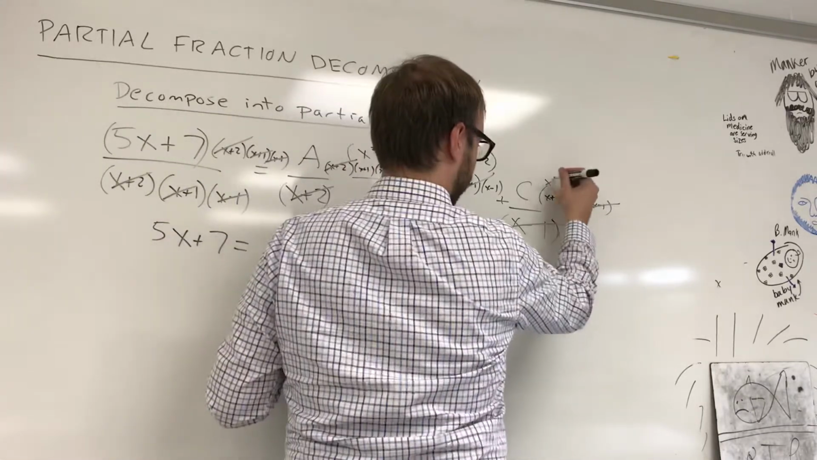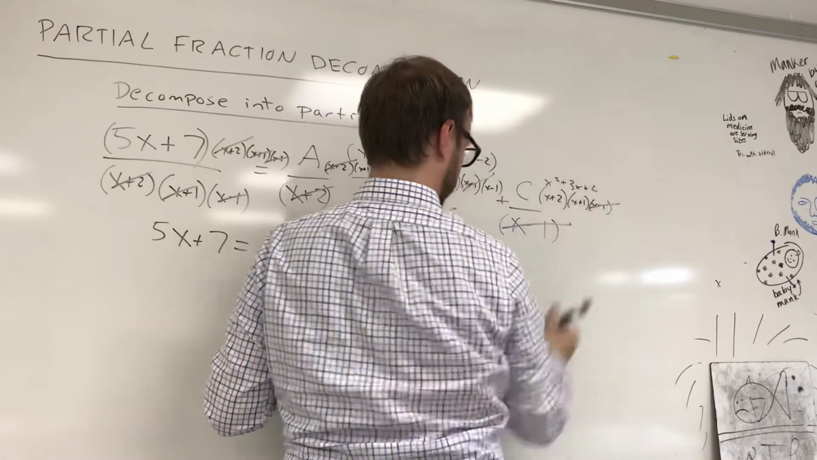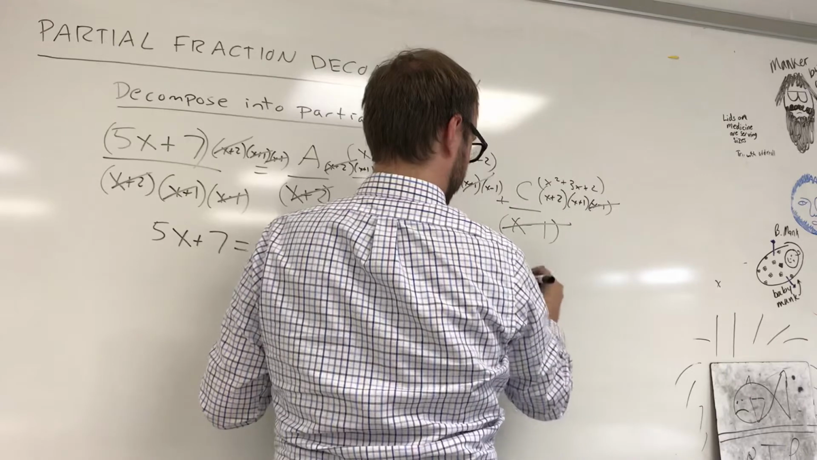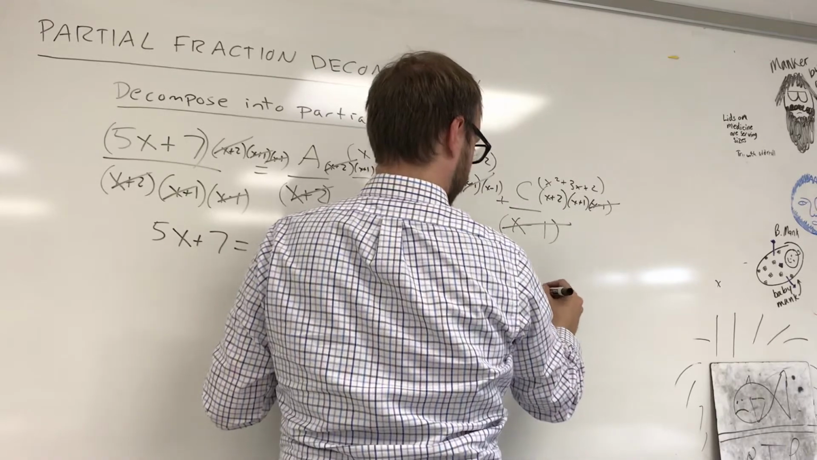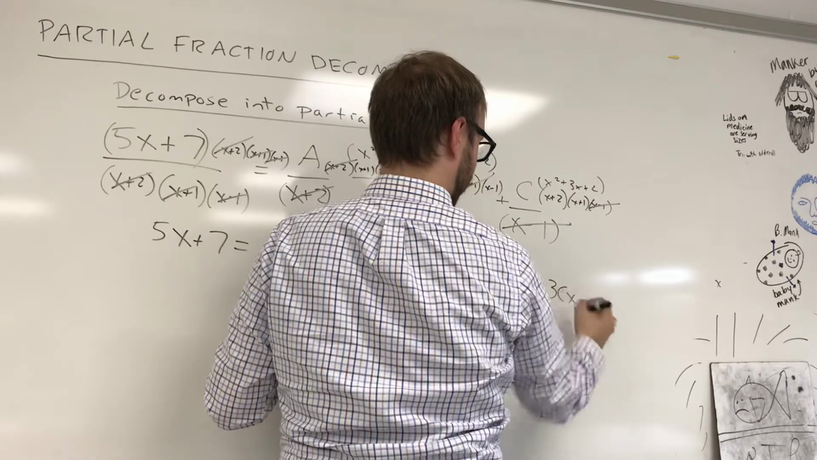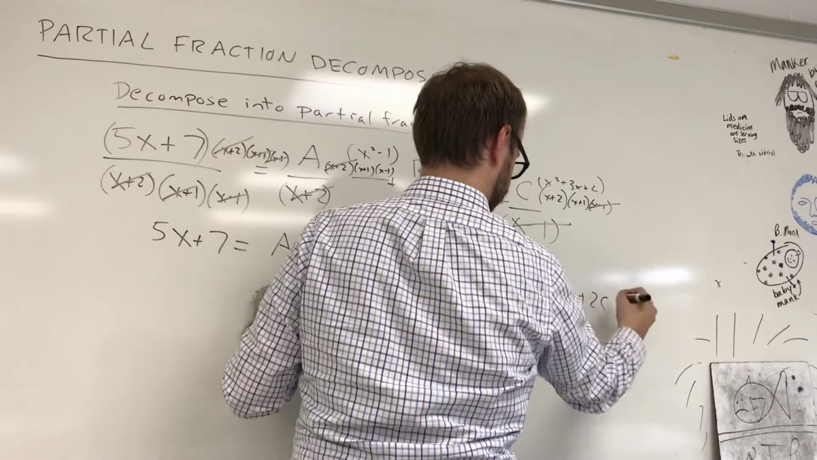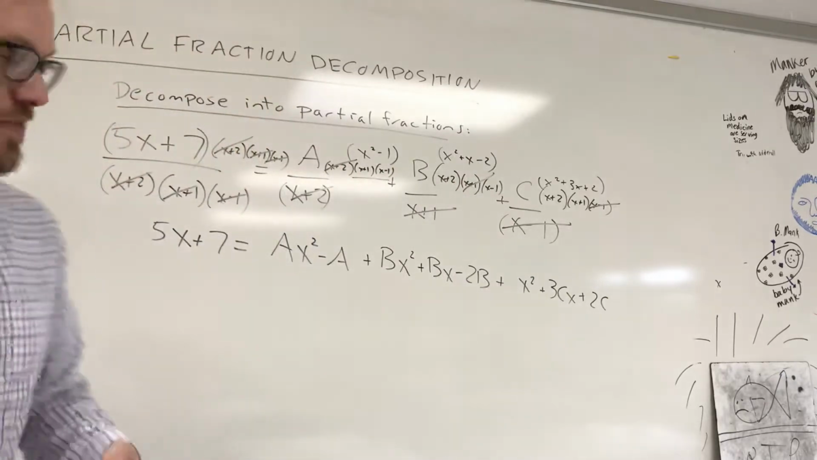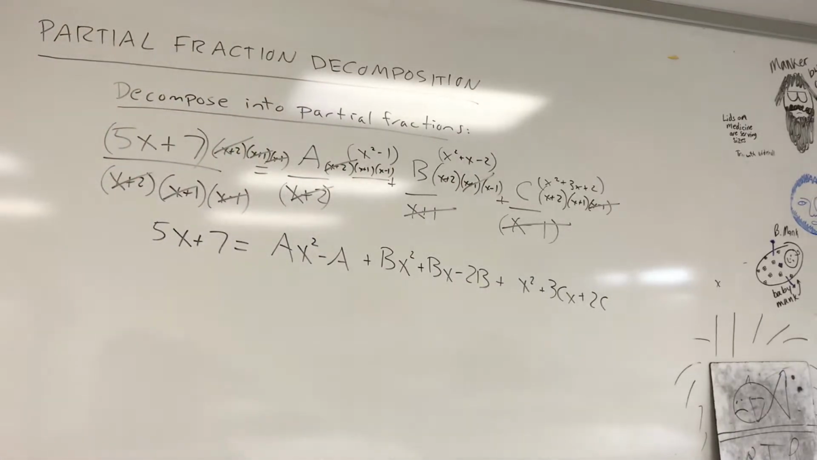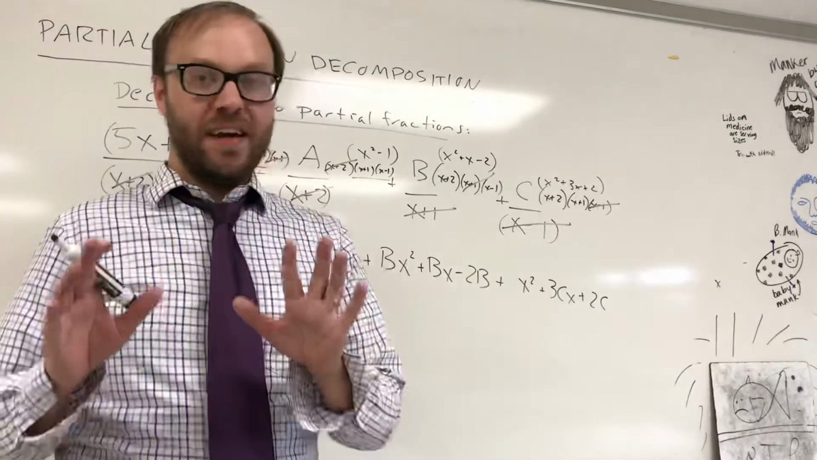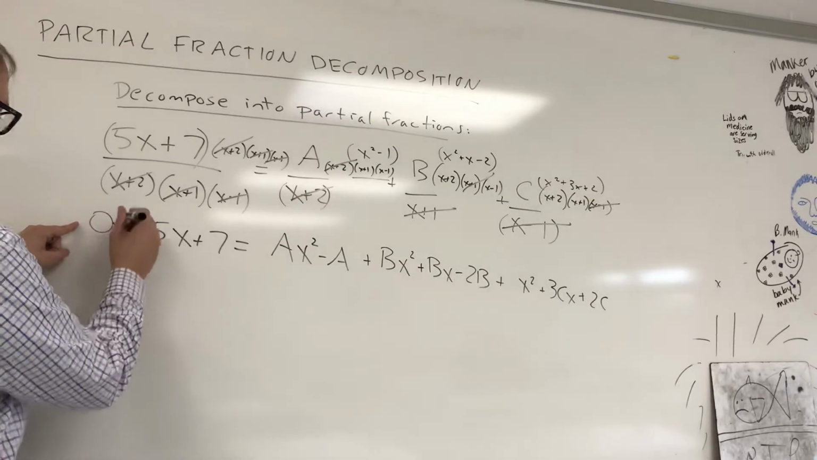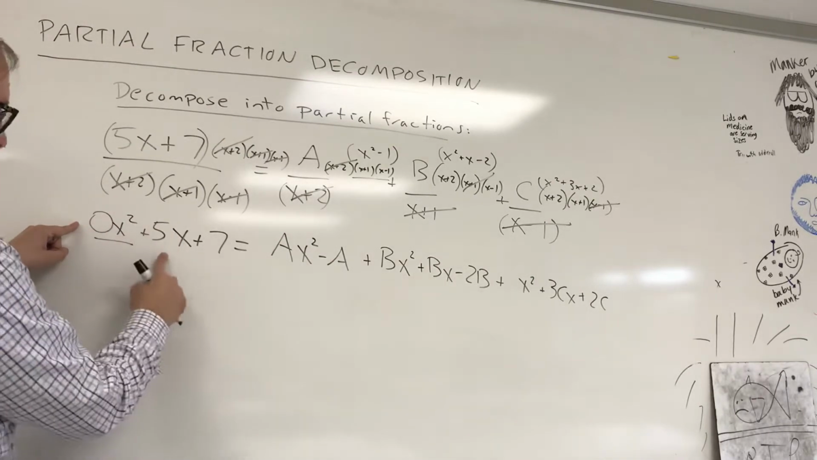This multiplies to be x squared plus 3x plus 2. Whole thing's being multiplied by c. So that is cx squared plus 3cx plus 2c, if we want to put all of that together. Okay? So it's big, it's long, it's ugly, it's complicated. However, really, what we have here is 0x squared plus 5x plus 7.